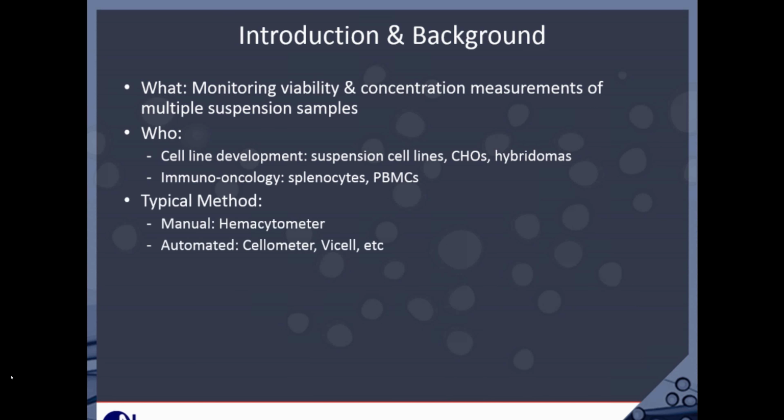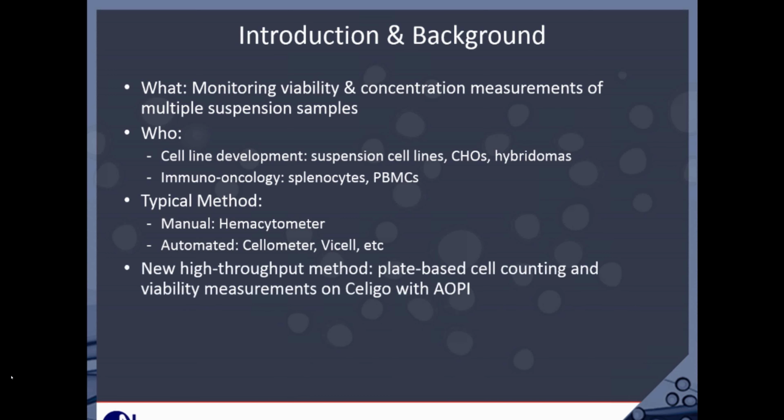Or in the immuno-oncology world, you're isolating splenocytes from mice or getting patient samples and you need to count your PBMCs, and there are just too many to do in a one-off sample-based method, which would be your hemocytometer with a microscope, or in an automated one-sample method, like your Cellometer or ViCell. These types of applications become too laborious and cumbersome if you're doing one sample at a time.